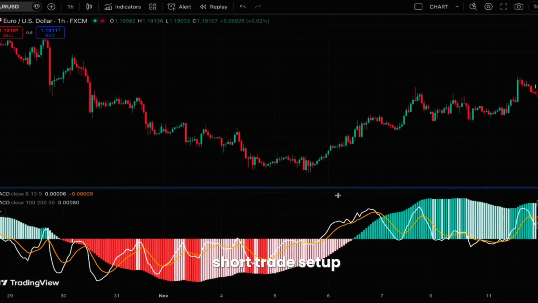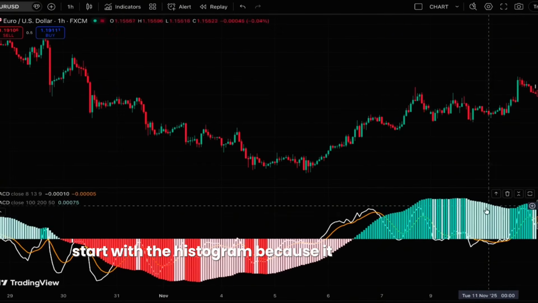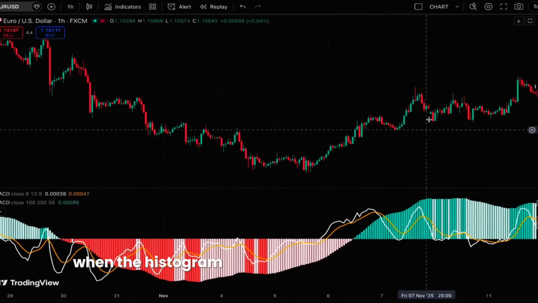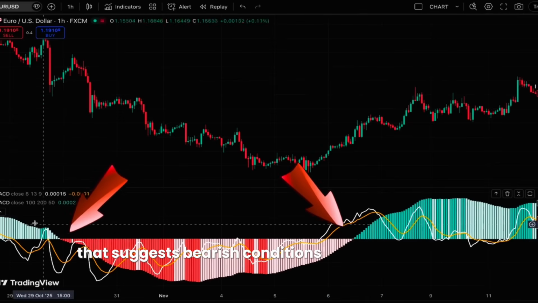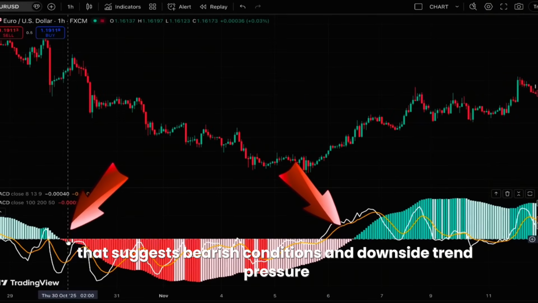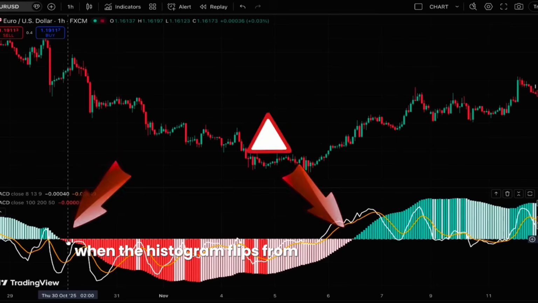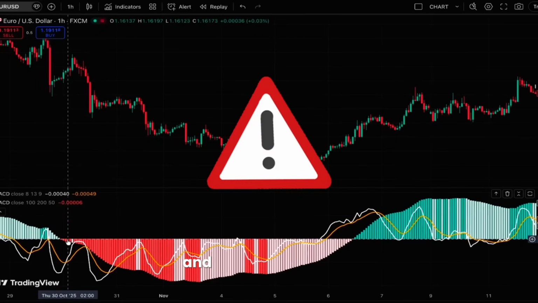Short trade setup. Start with the histogram because it gives you the trend clue. When the histogram is below the center line and it's red, that suggests bearish conditions and downside trend pressure. When the histogram flips from above the center line to below it and the color shifts to red, that is an early warning that a downtrend may be starting.